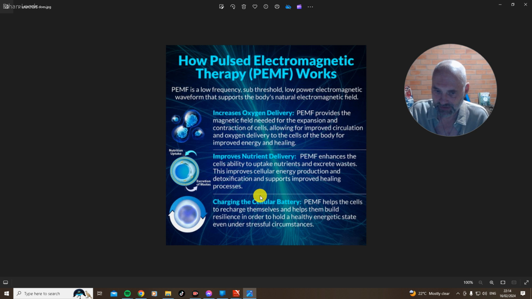But there's another area, and that is charging the cellular battery. Many people don't realize that we are electrical beings and we have a charge. Every single person who is healthy has a high charge, and every single person who is sick has a low charge. I'm going to comment again a little bit more on that shortly. That's what PEMF does in brief, very brief. It does a lot more.